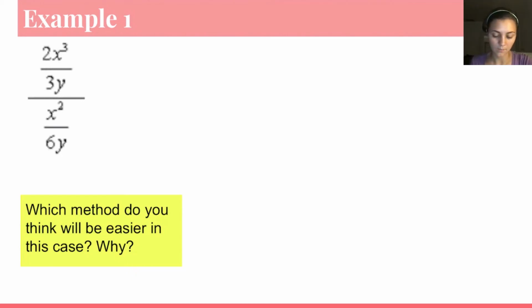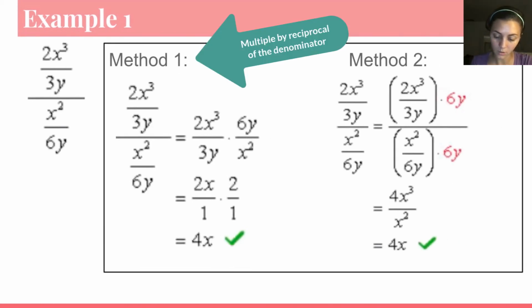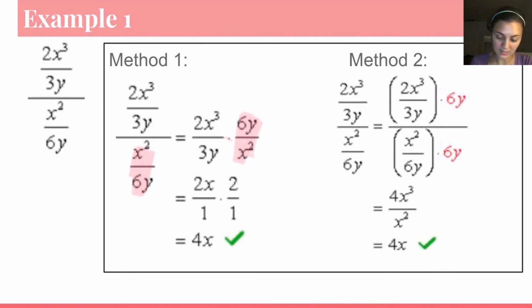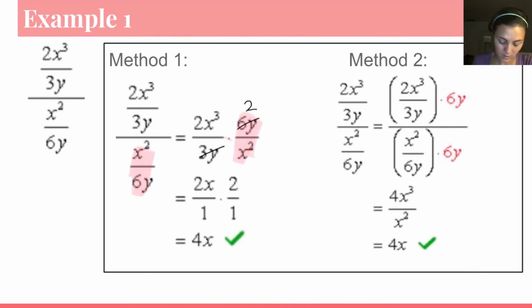Okay. Here is the work for both methods. So method 1, you can see here is my denominator, and here they just multiplied times the reciprocal of the denominator. It looks like they simplified some things first. So they simplified 3y and 6y. So 6y divided by 3y is 2. And then x cubed divided by x will just make an x — wait, that is x squared over x, an x right there. So that's how they got 2x over 1 times 2 over 1, which is 4x.